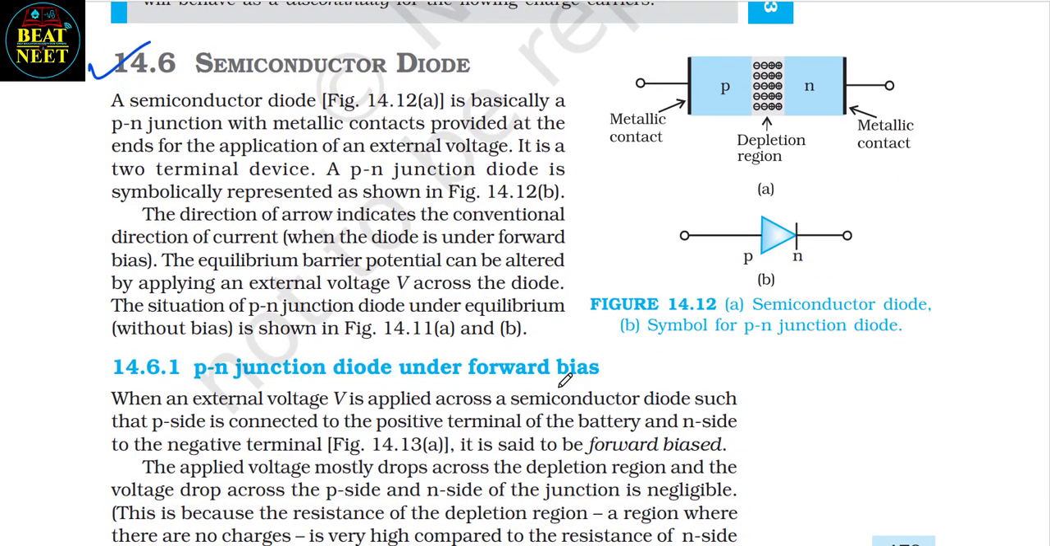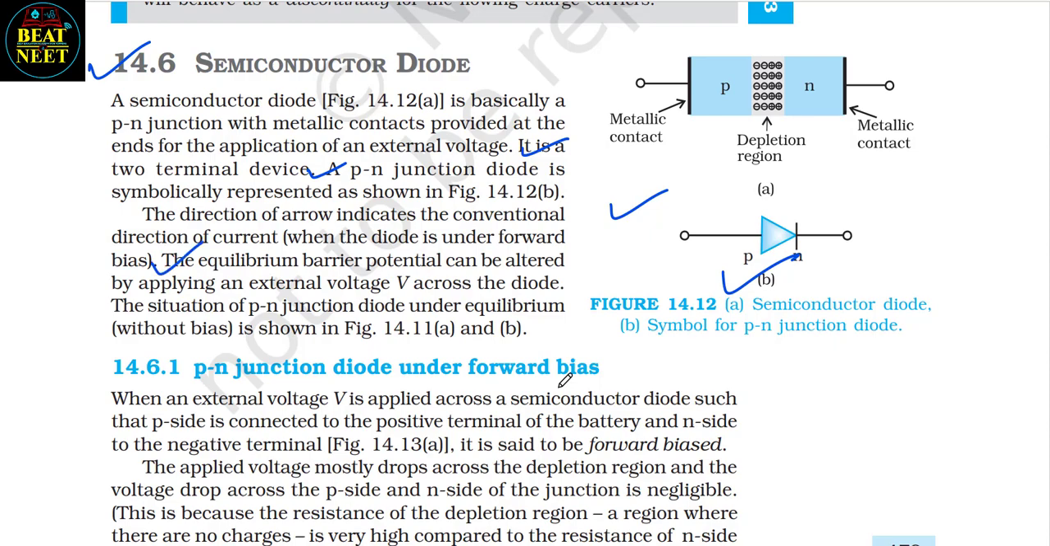14.6 Semiconductor diode. A semiconductor diode, figure 14.12, is basically a PN junction with metallic contact provided at the ends for the application of an external voltage. It is a two-terminal device. A PN junction diode is symbolically represented as shown in figure 14.12b. The direction of the arrow indicates the conventional direction of current when the diode is under forward bias.